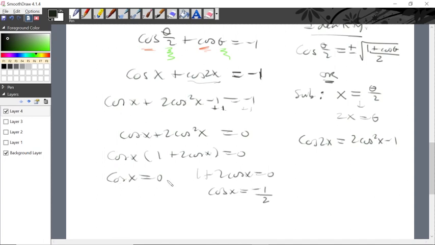Now cosine x is equal to 0. On the unit circle, the output of cosine is the x-coordinate. When is the x-coordinate equal to 0 in the unit circle? That would be here and here, okay, which in degrees means that either x is equal to 90 degrees or x is equal to 270 degrees.